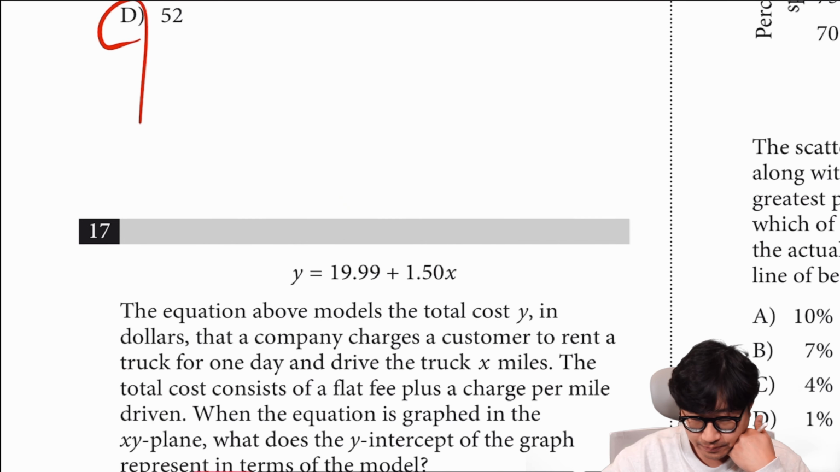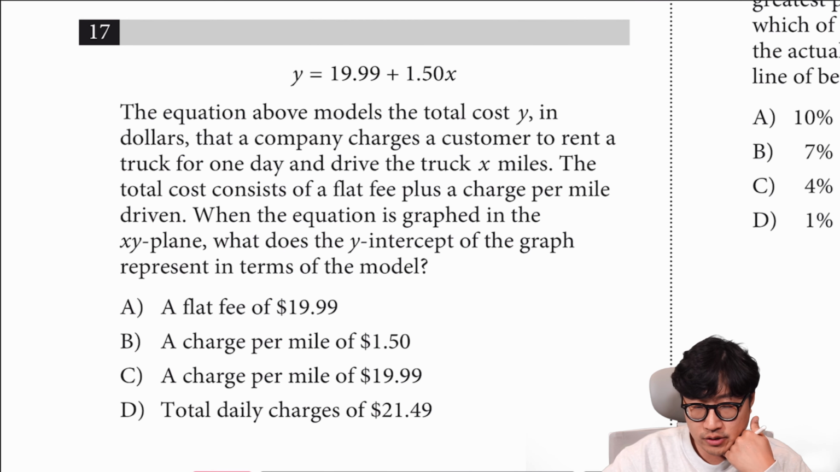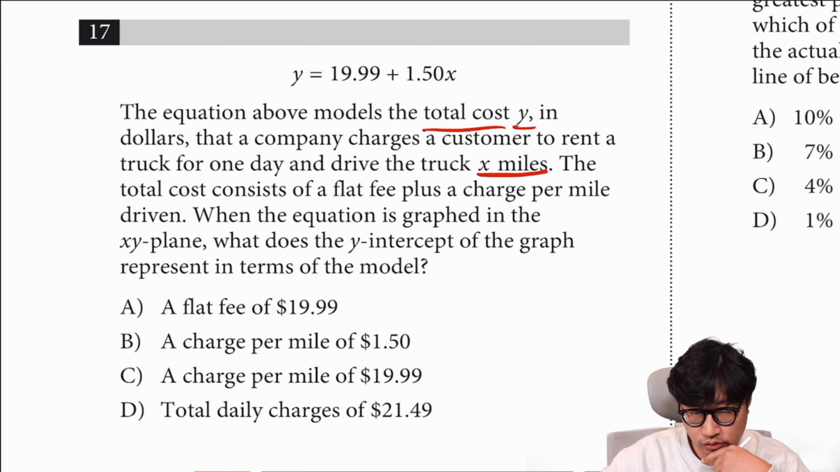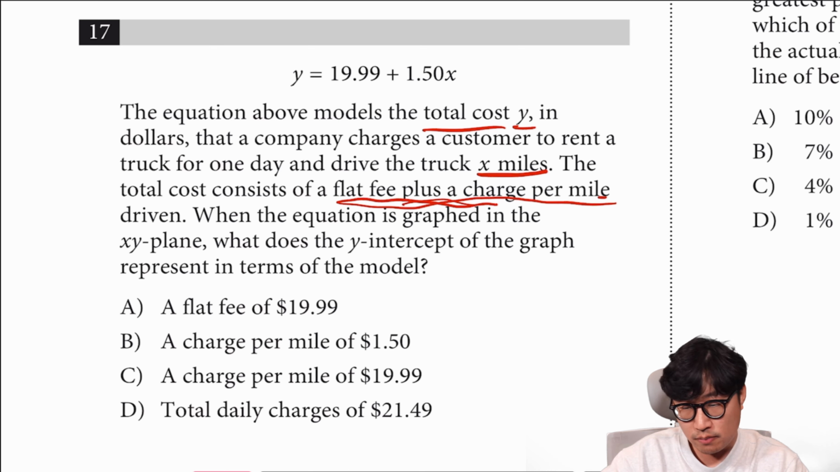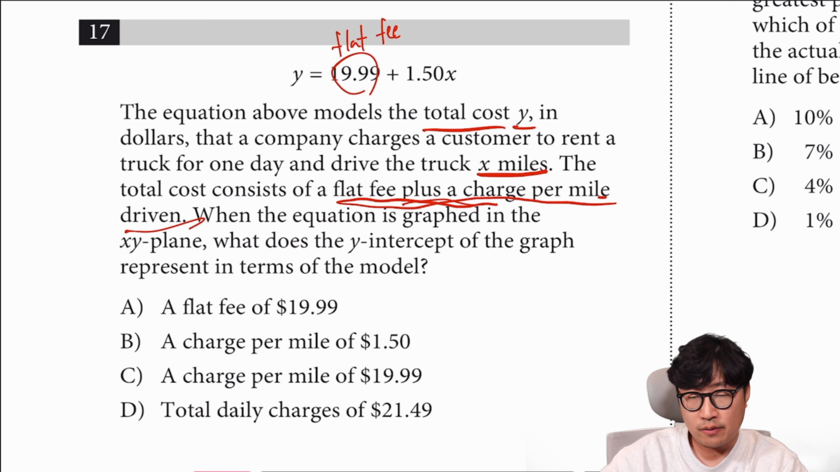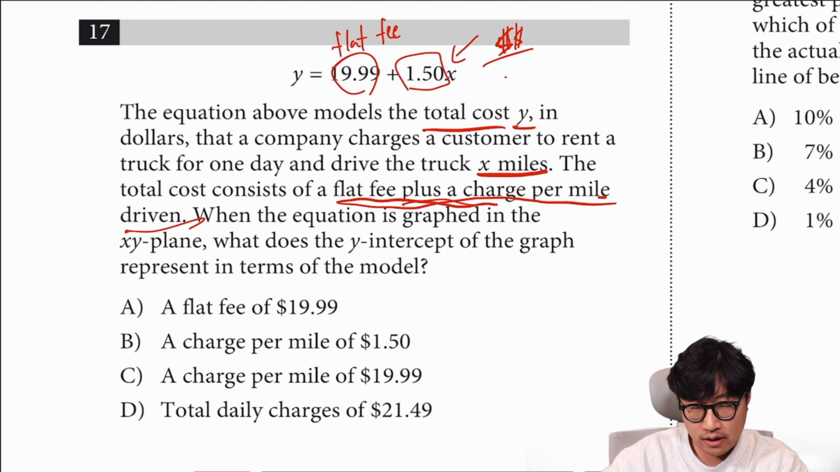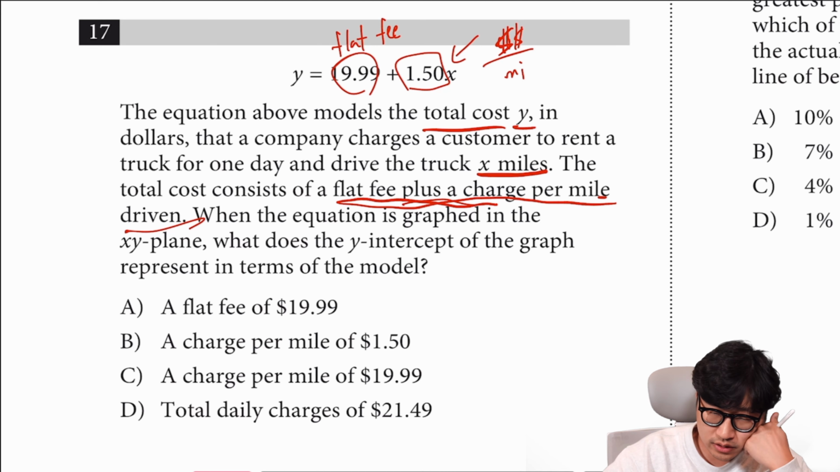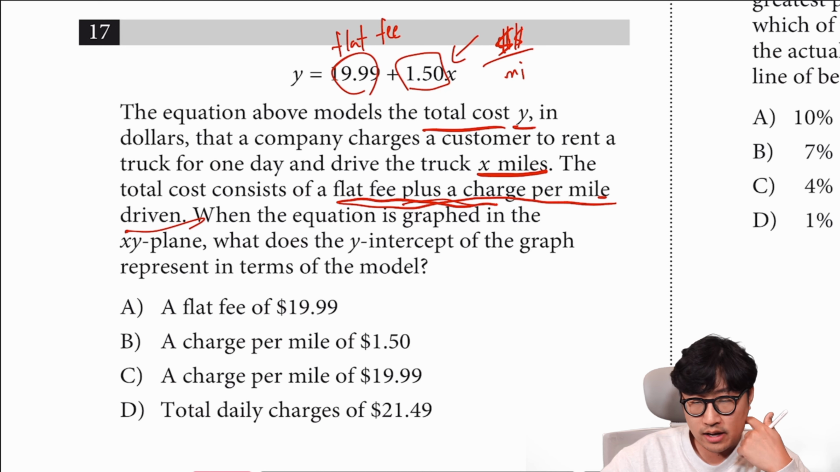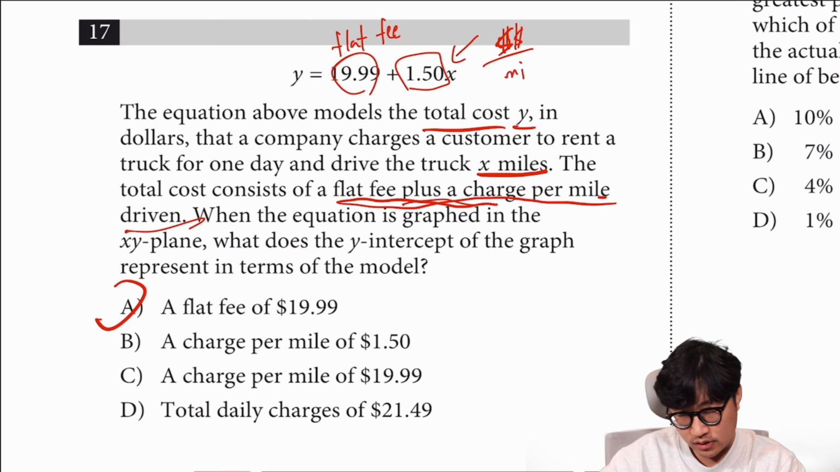Easy stuff. Number 17. Equation above models a total cost y. So y is the total cost, and then x is miles. And then plus a flat fee plus a charge per mile driven. So that's probably the flat fee because it's not got any variable attached to it. And then that is probably the charge, the dollars per mile, right? So something like that. When the equation is graphed in the xy plane, what does the y-intercept represent? Yeah, it's the flat fee, which is a.